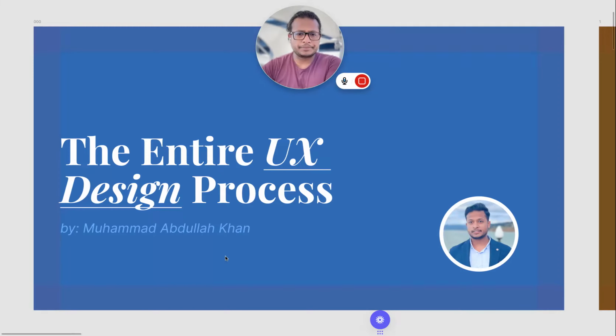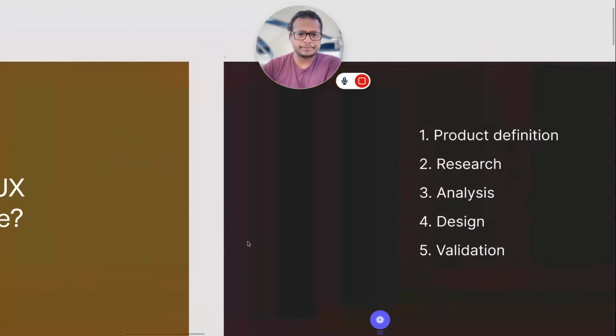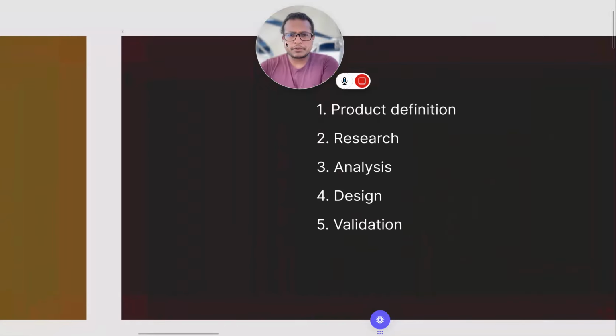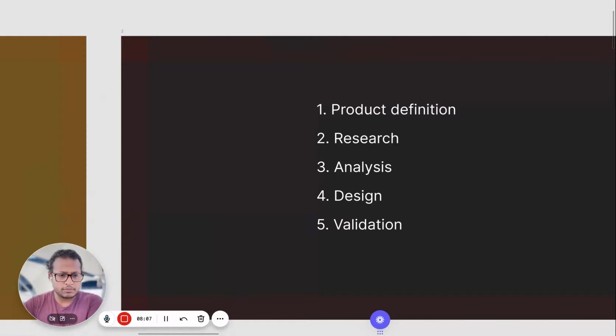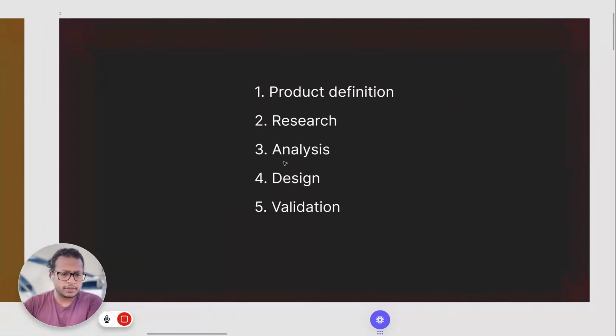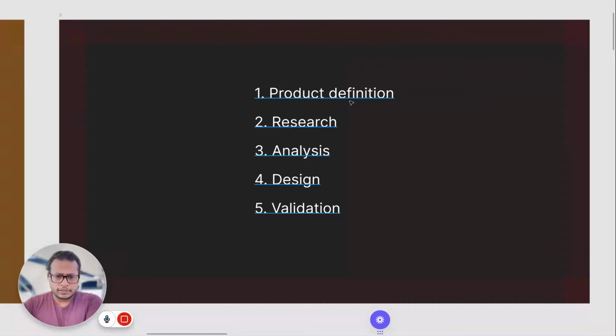Let me show how it looks, by the way. Okay, so for me, let me put my camera on. This is actually not my mobile, this is my laptop camera, and I'm presenting directly from the laptop. Okay, so this is the product definition. I have 5 pillars: first, product definition, then research, analysis, design, and validation.